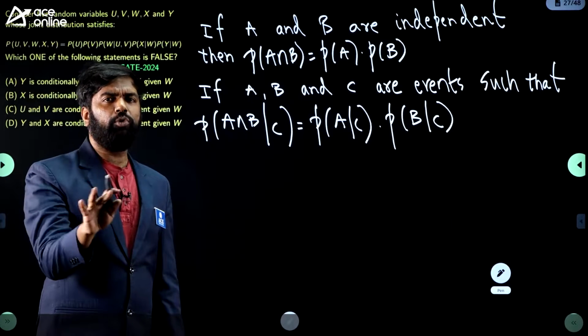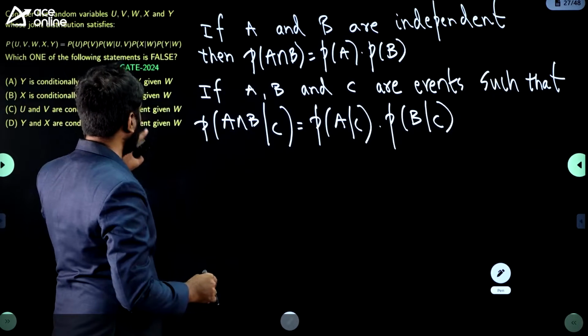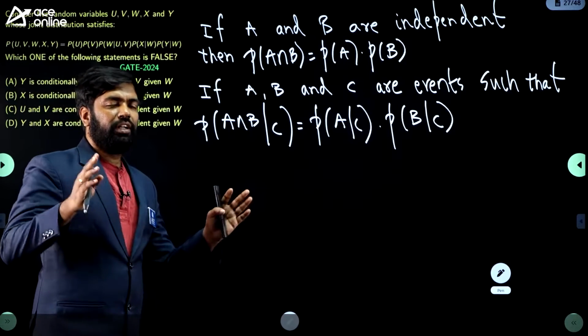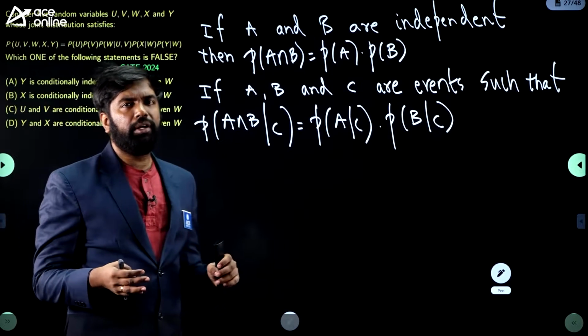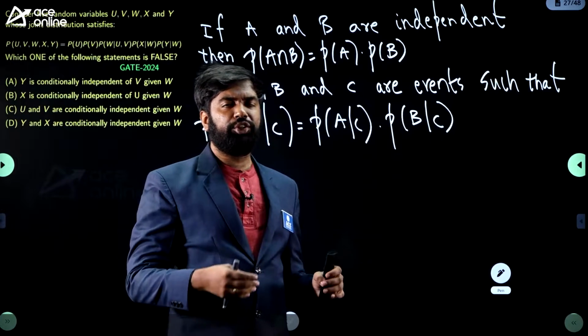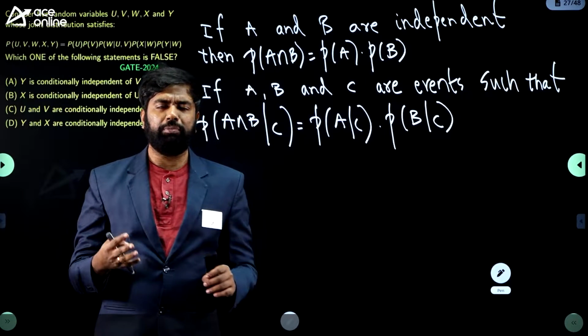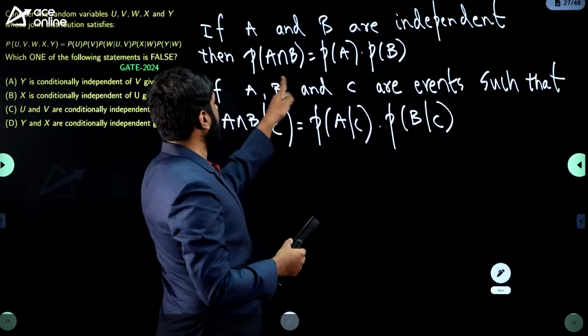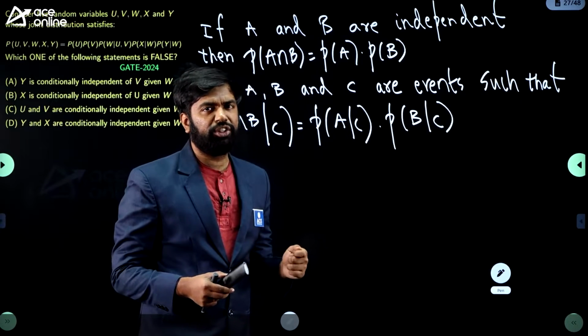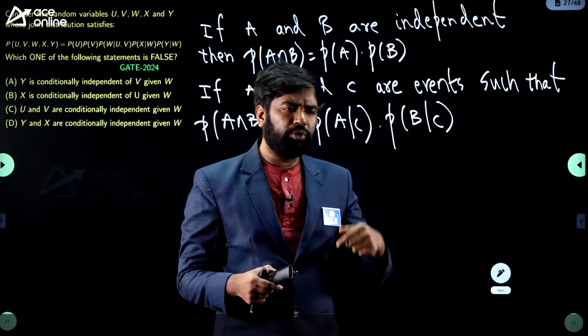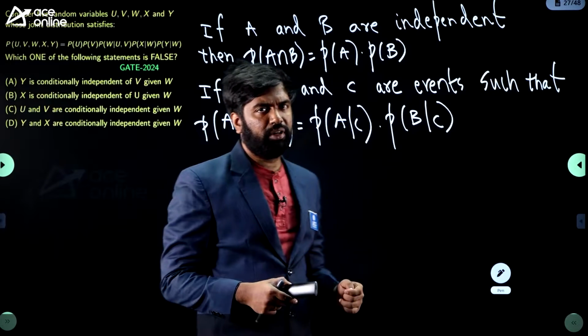You need very good basics to understand the entire question. First, I stated that if A and B are independent, then we know a condition that P of A intersection B is equal to P of A into P of B. Or you can also say if this condition is met, that is P of A intersection B equal to P of A into P of B, then you can claim that A and B are independent events.